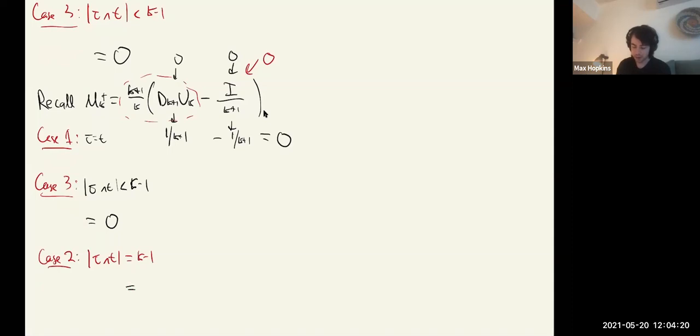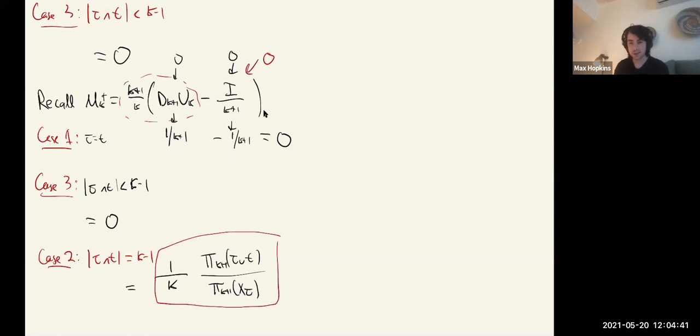We get that the transition probability looks like the following: 1 over k, pi k plus 1 of tau union t, divided by pi k plus 1 of the normalization for the link of tau, pi k plus 1 of x tau. Okay. And I claim that this is actually a natural analog of the adjacency matrix.